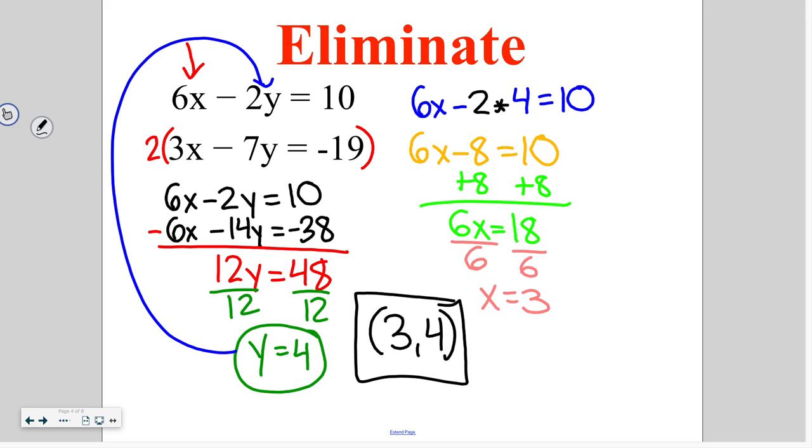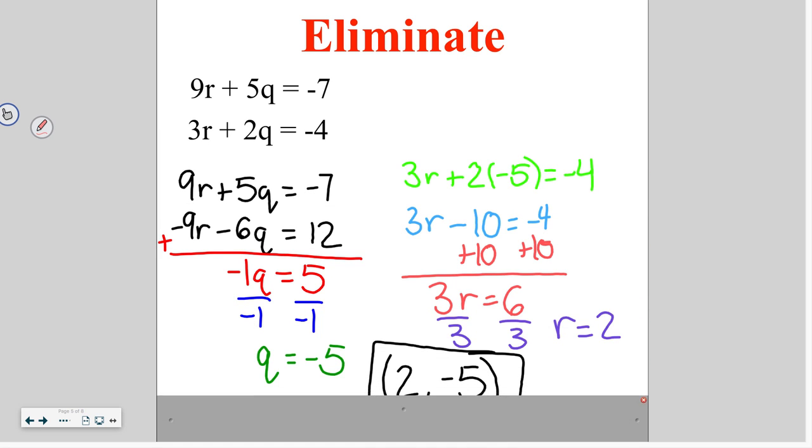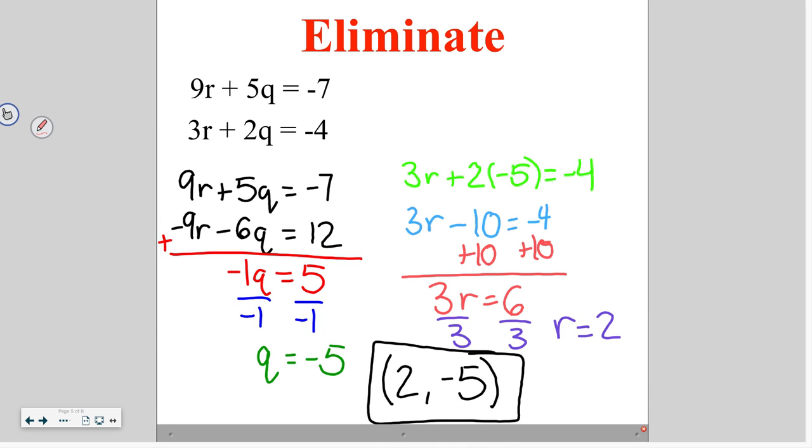So our extra step here today is making sure that we have something to match up to eliminate. Go ahead and try this one on your own. You should be multiplying that second equation. Something I changed with this one is instead of multiplying by a positive 3, I decided to multiply by a negative 3 in that second equation so that I could add them together. Either way, whatever you multiplied by, it's still going to get you to the same answer of 2, negative 5.